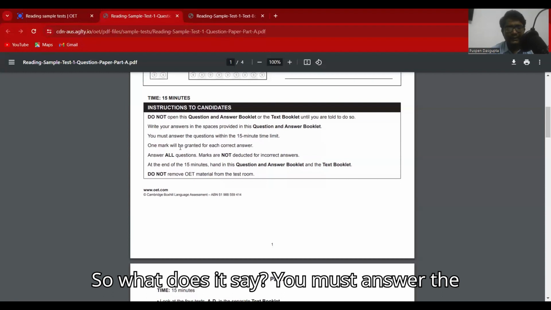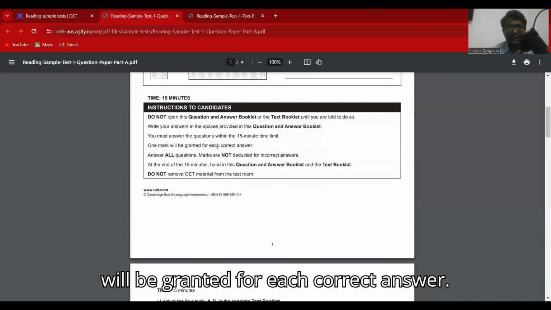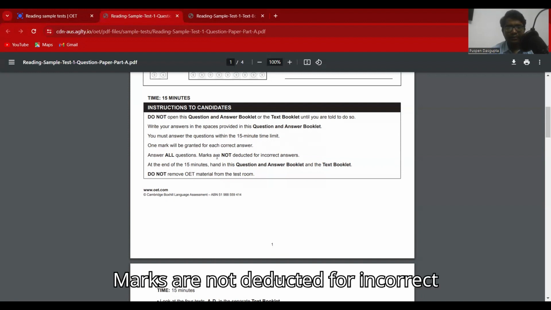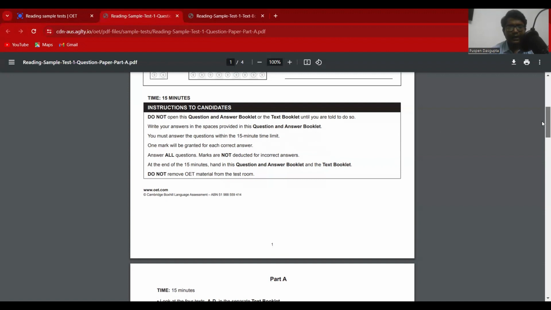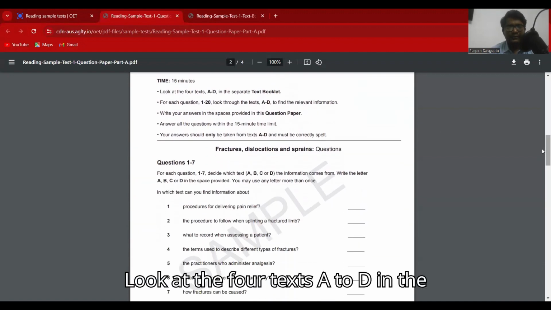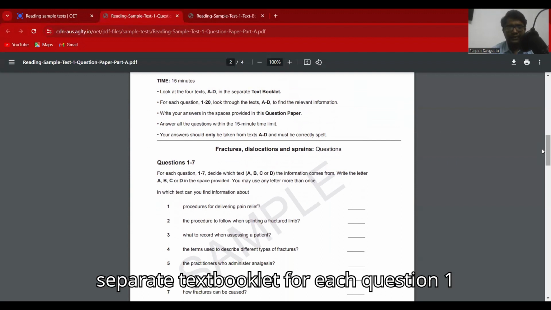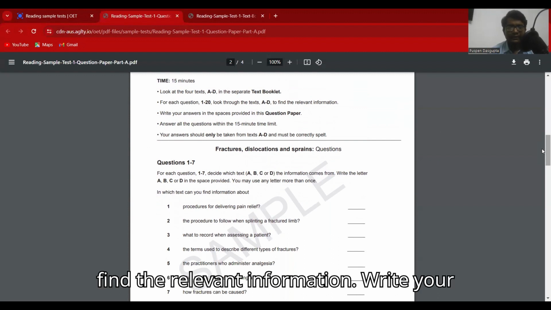So what does it say? You must answer the questions within 15 minutes. 1 mark will be granted for each correct answer. Marks are not deducted for incorrect answers. So that's important. Now then, look at the 4 texts A to D in the separate text booklet. For each question 1 to 20, look through the texts A to D to find the relevant information.